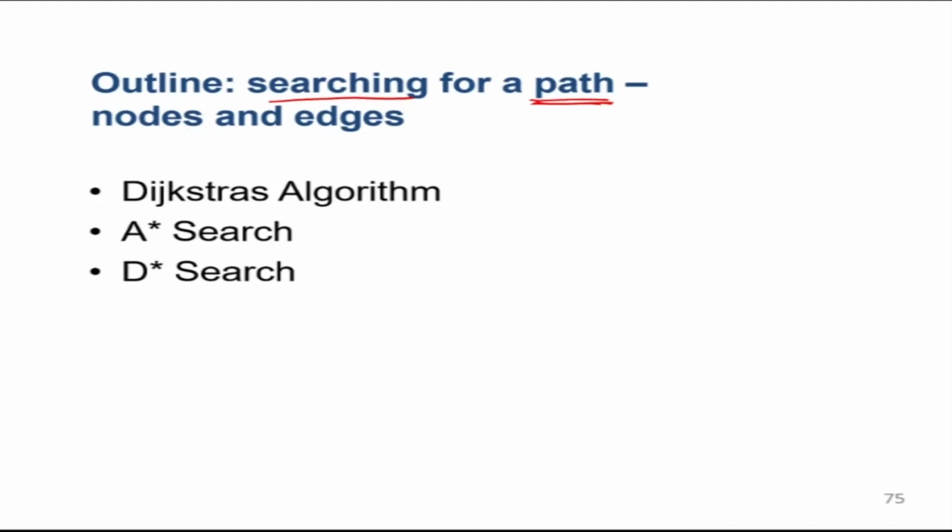The first algorithm, the earliest, is somewhere in 1959 by Dijkstra. Dijkstra was a computer scientist, and he was looking at the shortest path when there is a network of paths. A more advanced version is A star search, and from A star search we have D star search, or dynamic A star. So we'll look at very basic search algorithms today, and then we'll move on to trajectory planning.